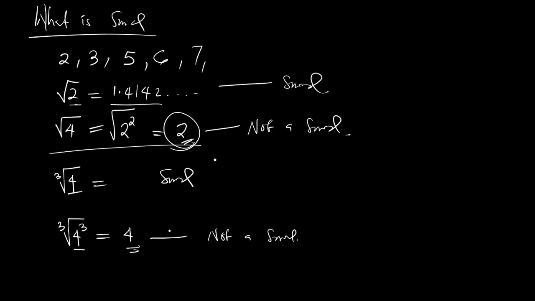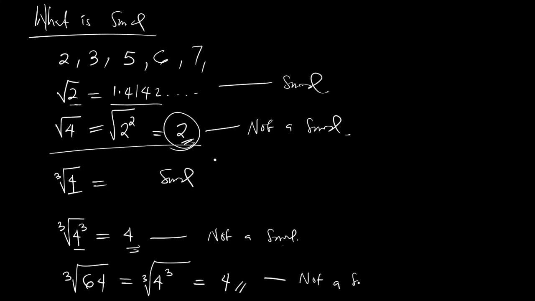It's just like the cube root of 64. You know, the cube root of 64 is the same thing as the cube root of 4 raised to power 3, which is 4. Now, you will say this one is not a surd, because the value inside the cube root is a perfect cube that can be further simplified into a whole number. But this one, the square root of 2, cannot be simplified into a whole number.